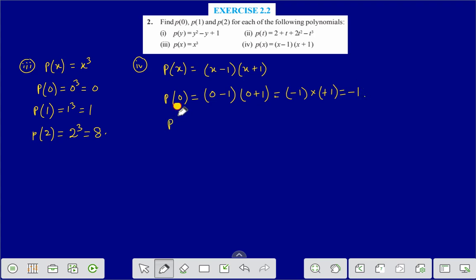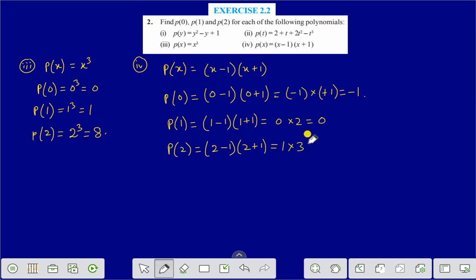You find P1, then we are getting 1 minus 1 into 1 plus 1, then we are getting 0 into 2, that is equal to 0. P2 is equal to 2 minus 1 into 2 plus 1. 2 minus 1 is 1 into 3, that is equal to 3. Therefore, we are getting P0 as minus 1, P1 equal to 0, and P2 is equal to 3.